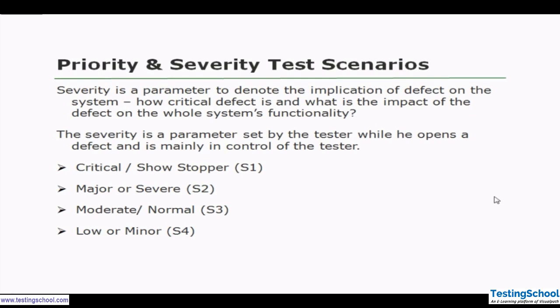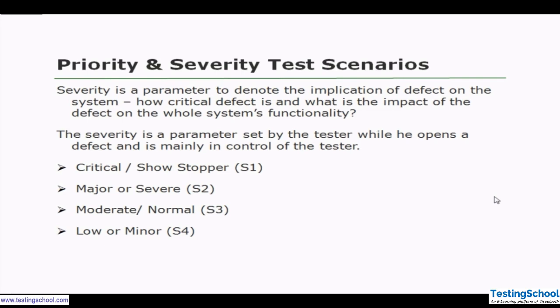Then we have the severity. Severity is the parameter to denote the implication of a defect on the system, like how this particular defect impacted the application, how critical the defect is and what is the impact on the whole system functionality. So if we fix this defect, what is the behavior of the application, what is the impact on the application, and if we don't fix this defect, then what can it cause us?